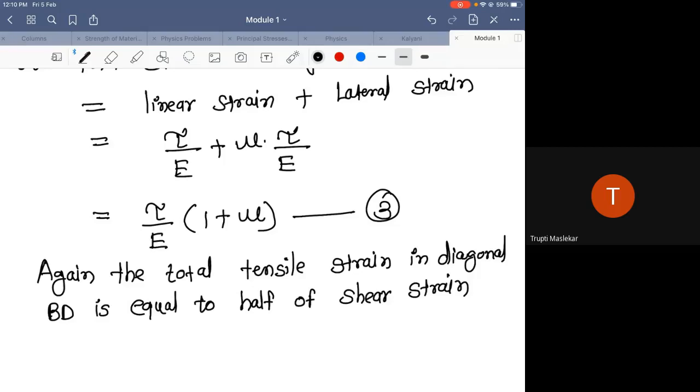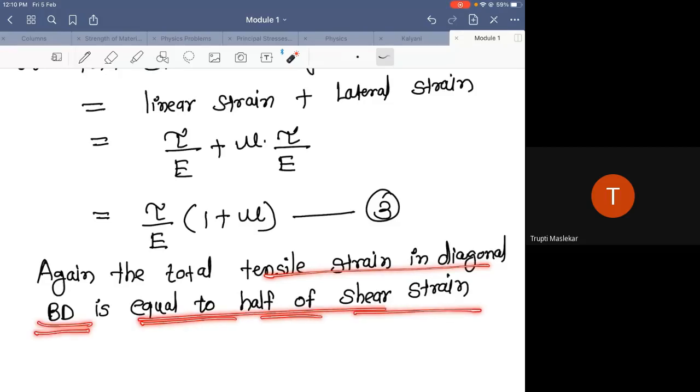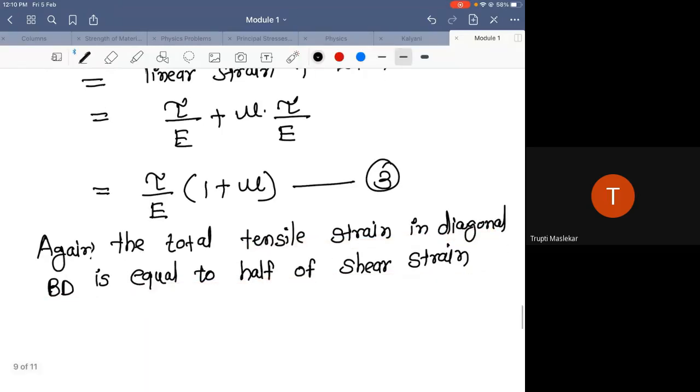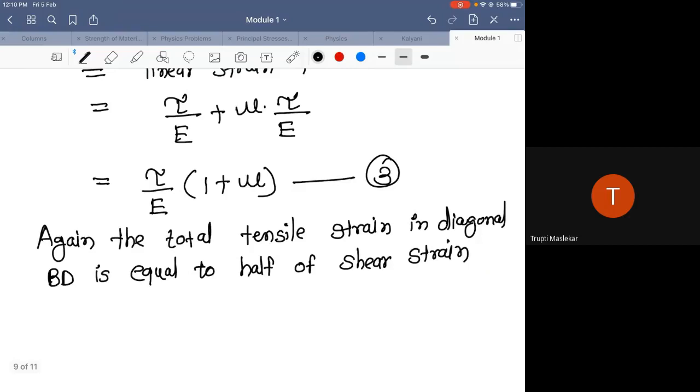Actually, we have to derive this, but again it will take time. Therefore, you have to remember this, that tensile strain developed in diagonal BD is equal to half of shear strain. That you have to remember. This is already derived. Okay. Therefore, I will write here total tensile strain is equal to half of shear strain.